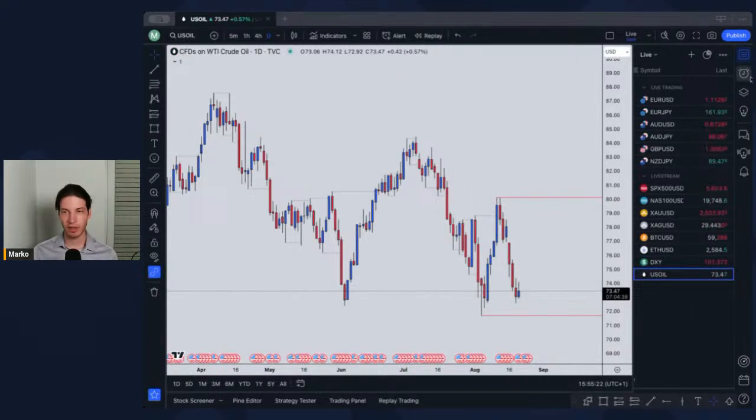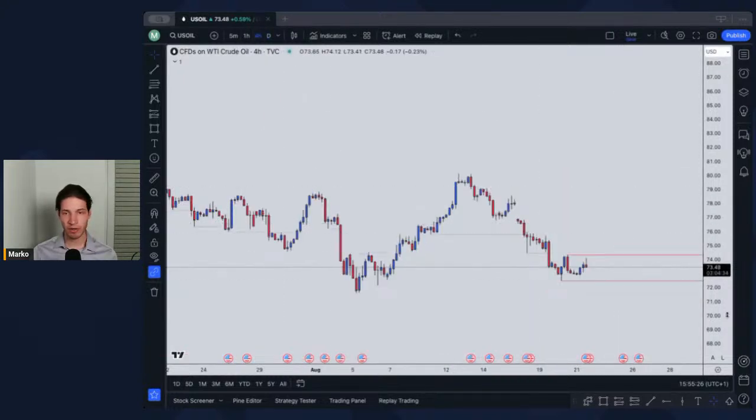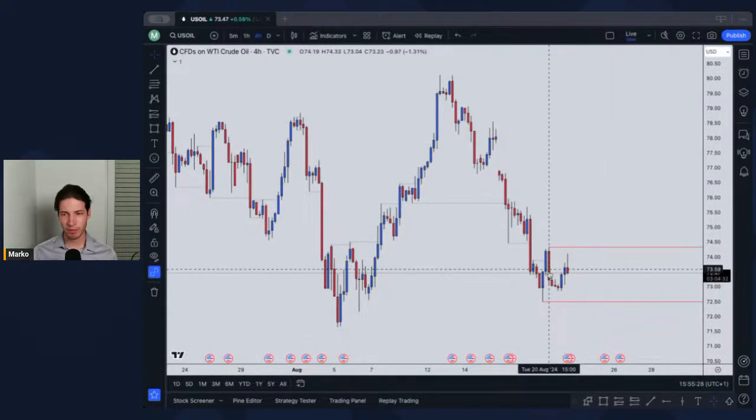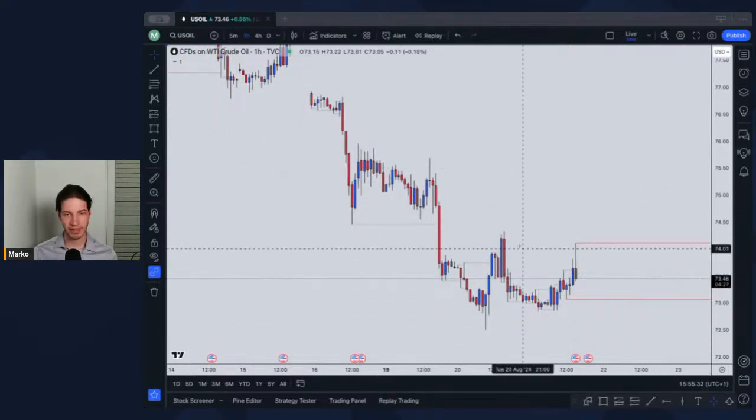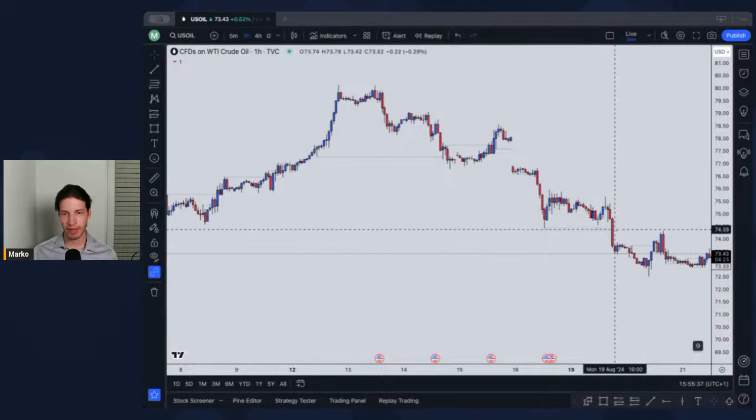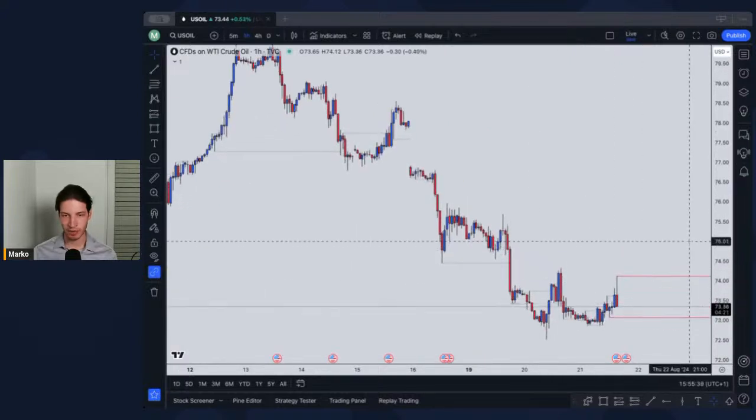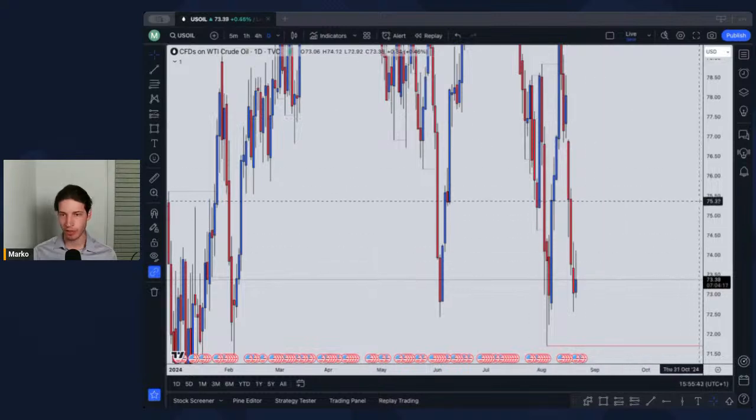US oil on the daily looks flat. 4-hour, kind of corrective. 1 hour, a bit flat as well. We had a nice downtrend with some big bearish legs, but now it is flattening out. So nothing much for US oil.